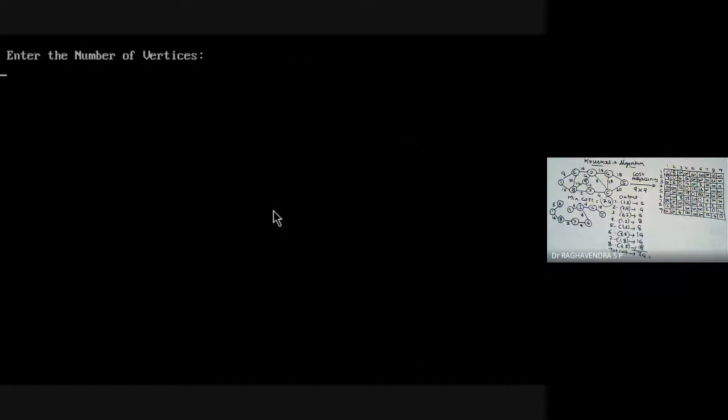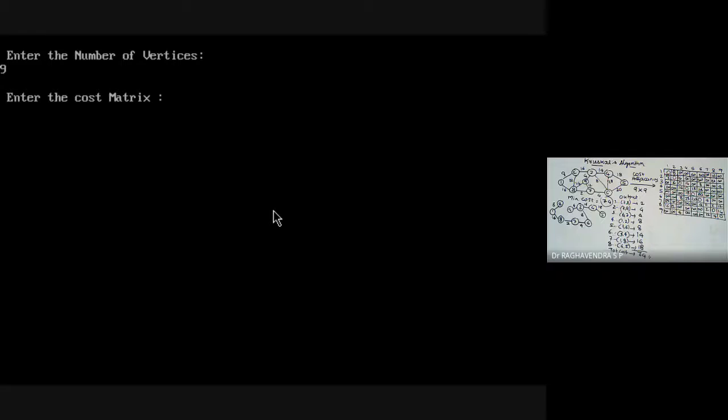It takes the same example that we have taken. What is the dimension? 9. So 9 cross 9, so 9 vertices. Okay, the 81 values you have to give.